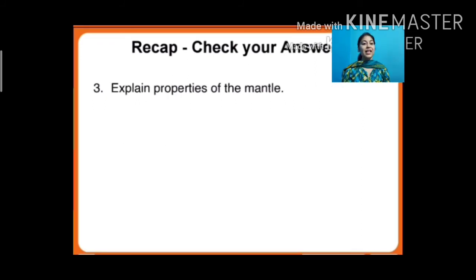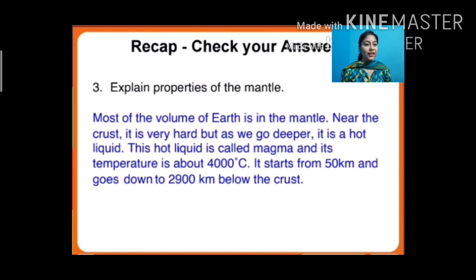Next question is, explain the properties of the mantle. Most of the volume of the earth is in the mantle, near the crust. The mantle is very hard, but as we go deeper, it is a hot liquid. This hot liquid is called magma, and its temperature is about 4000 degrees Celsius. It starts from 50 kilometers and goes down to 2900 kilometers below the crust.